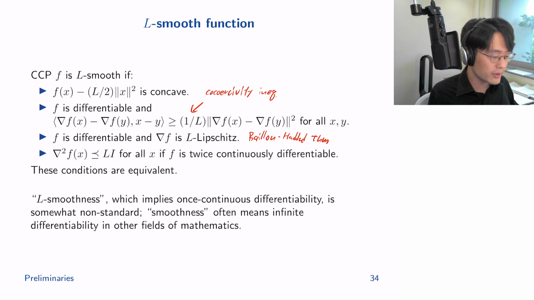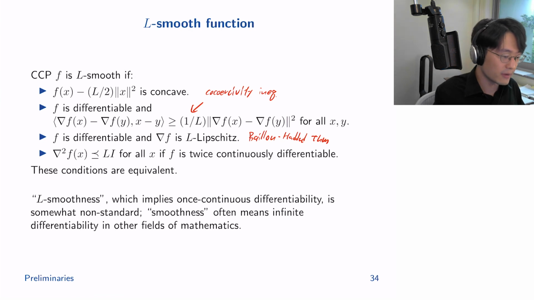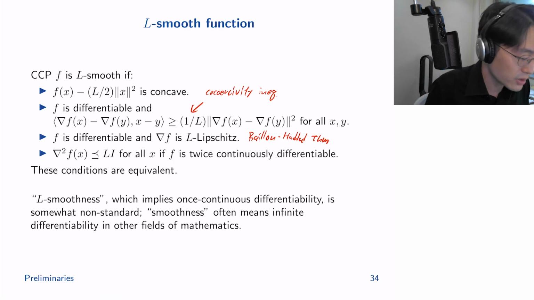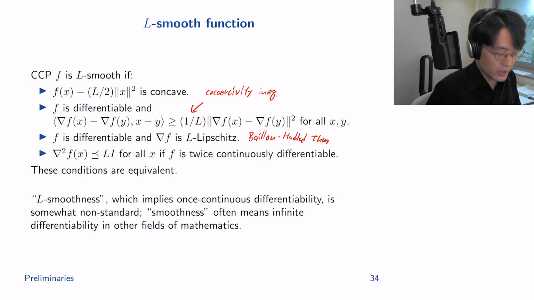The terminology L smoothness implies once continuous differentiability because it requires that the function is differentiable and that the gradient mapping is L Lipschitz continuous, so in particular it's continuous. So L smooth functions are once continuously differentiable.